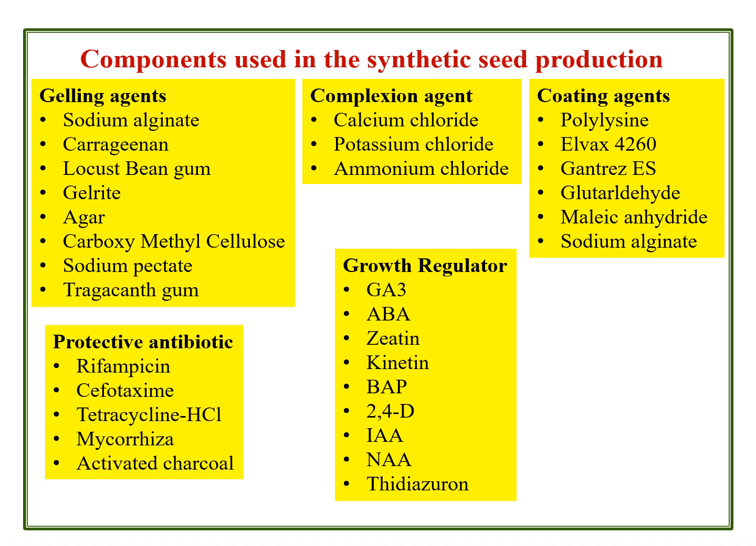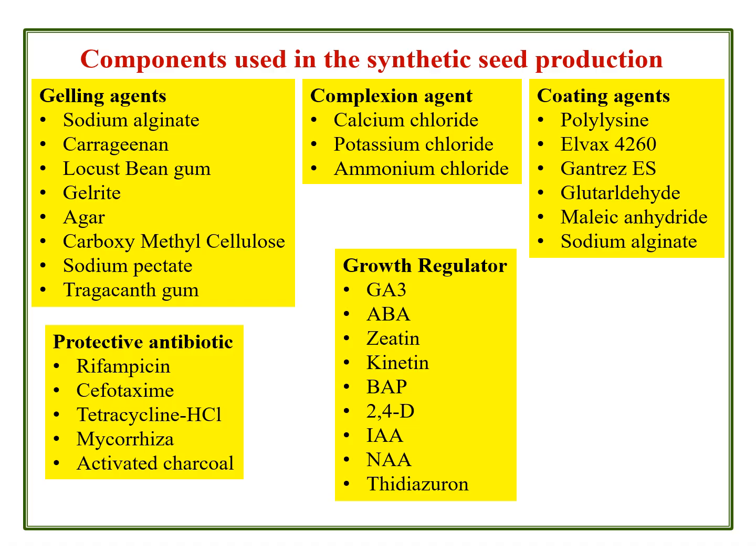After preparing the gel suspension, calcium chloride, potassium chloride, ammonium chloride. So these are the mineral salts that can ensure the growth and healthy hygiene of the seed. Coating agents: polylysine, Elvax 4260, gamma-3ZS, glutaraldehyde, maleic anhydride, sodium alginate. Again, sodium alginate with double concentration is used in the production of this synthetic seed.